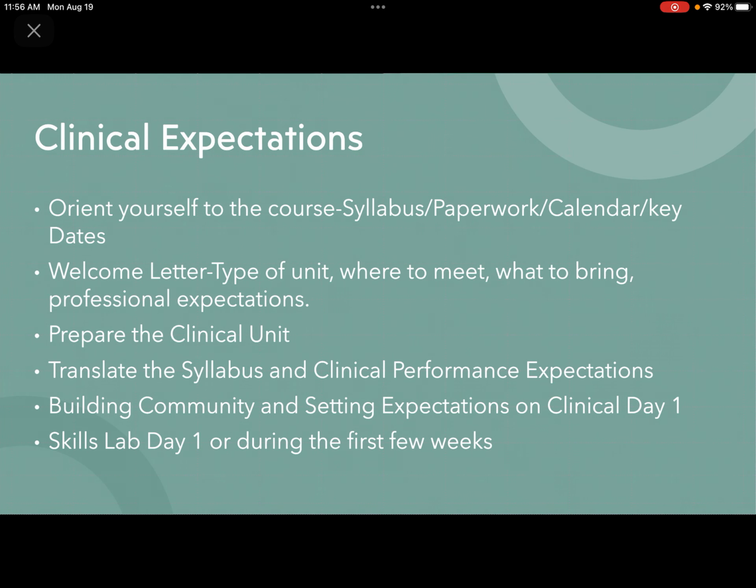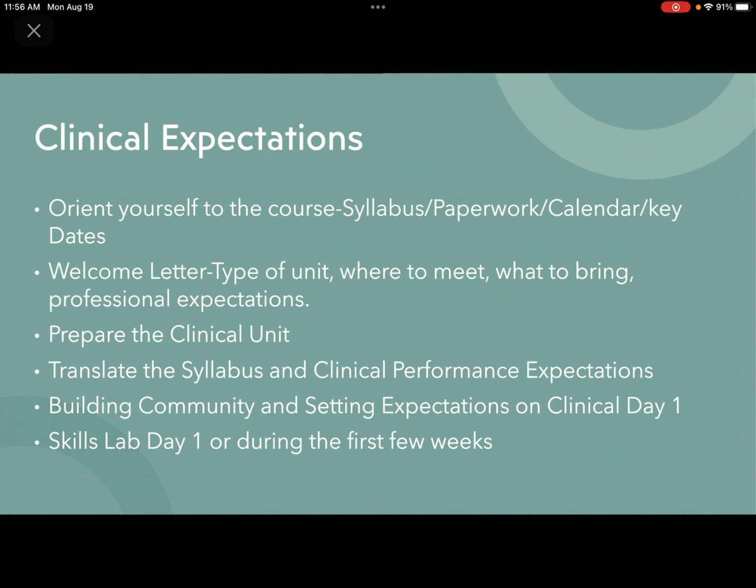So setting expectations is critical when you are working with a group of learners, especially learners that are newer to the profession and newer in their clinical training career. So first of all, you have to know the course that you're teaching in. So orienting yourself to the syllabus, any paperwork that you're going to be asking the students to complete, the grading and the grading rubric of that paperwork, calendars, when does the semester start?